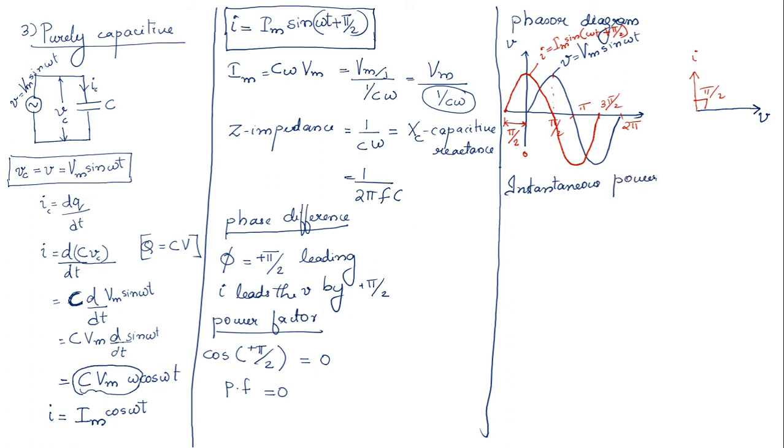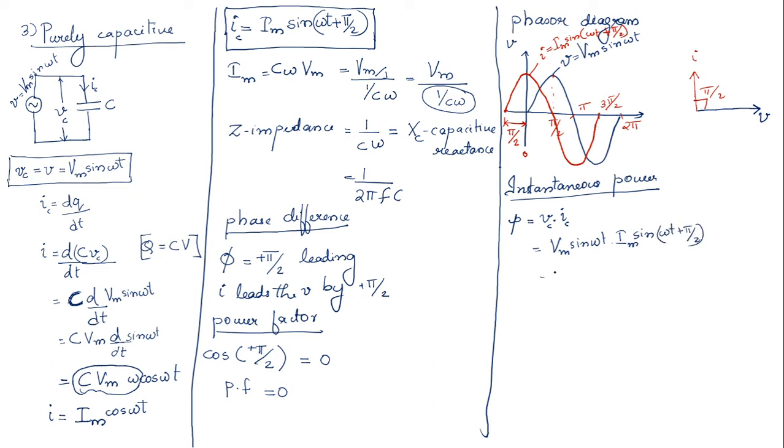Instantaneous power, represented as small p, is equal to small v into small i, where v is the voltage across the capacitor and i is the current through the capacitor. What is the equation for the current through the capacitor and the voltage across the capacitor? We can multiply both: Vm sine omega t into, what is the equation for the current? That is Im sine omega t plus pi by 2.